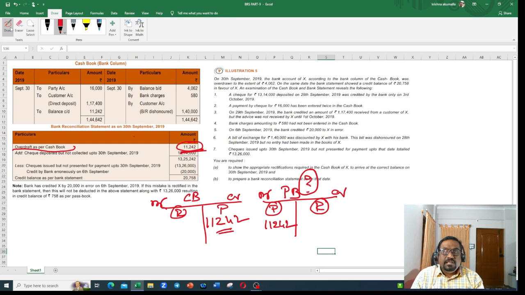Now the rule is, if the question mark balance is increased, add it. If the question mark balance is reduced, subtract it. That's all the rule is, right? Now let us start from the beginning.